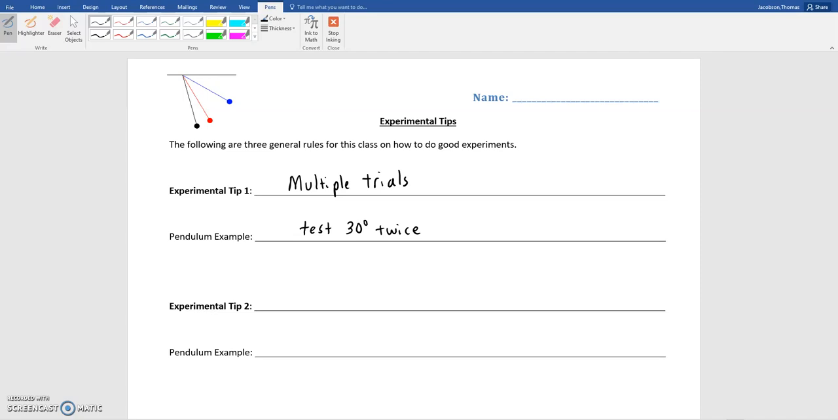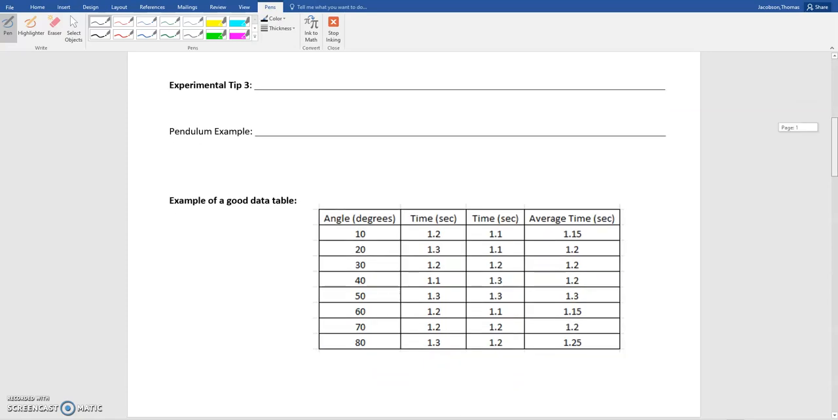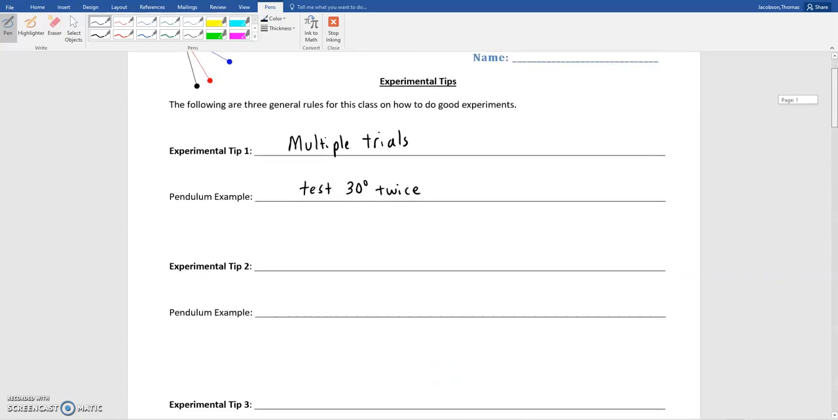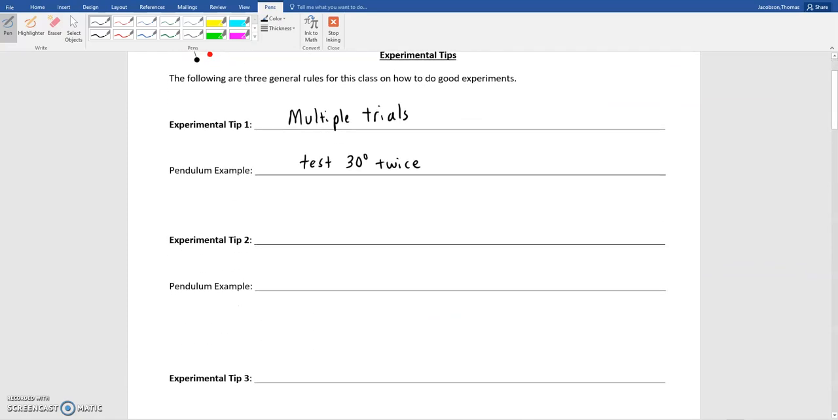So the reason you're doing that is because let's say you just happen to time it wrong. You hit the start or the stop button too early or too late, and if you test it twice, you can compare those numbers to each other, because if you're doing the same experiment, testing the same angle twice, you should get very similar times. So if you have time, test each angle, length, or mass twice.